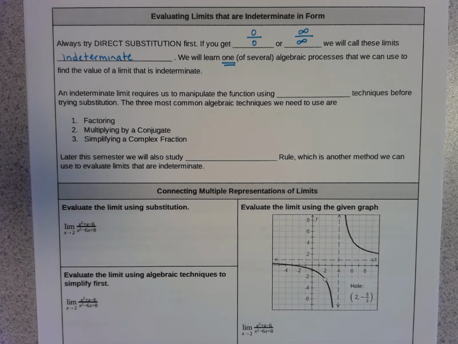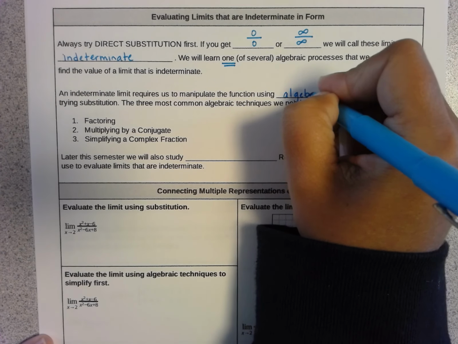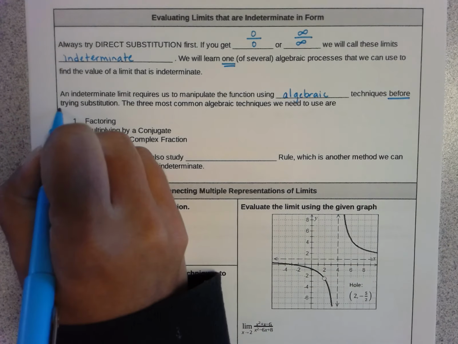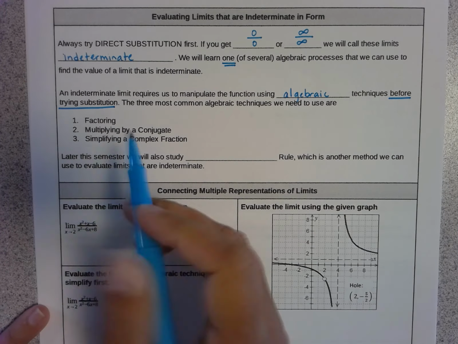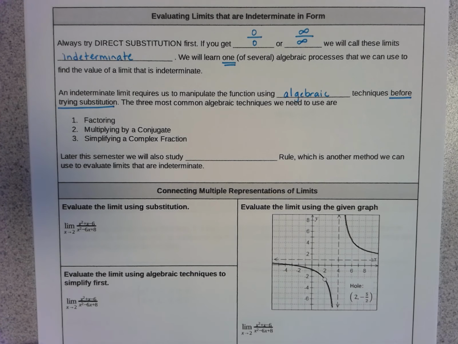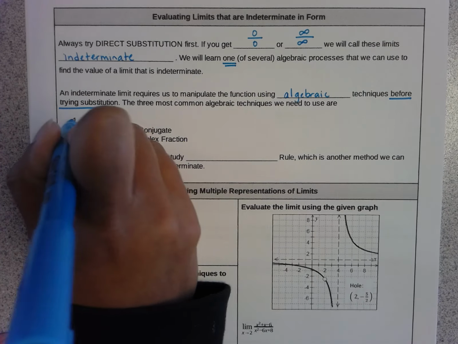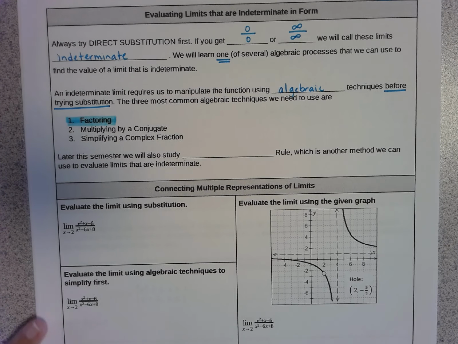An indeterminate limit requires us to manipulate the function using algebraic techniques before trying substitution. So before you can substitute, you have to do some of these things. The three most common techniques are often factoring, multiplying by a conjugate, or simplifying a complex fraction. Now, because later on we're going to learn some of these other techniques, right now we're just going to focus on factoring. So for this unit, all you really need to make sure you review and practice regularly is factoring.